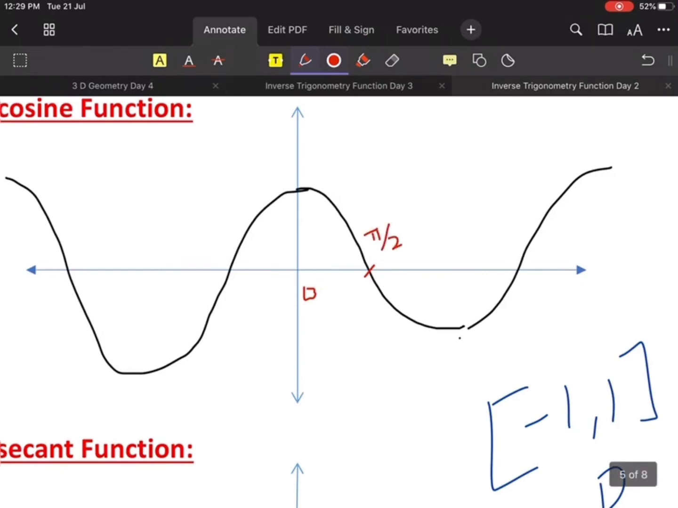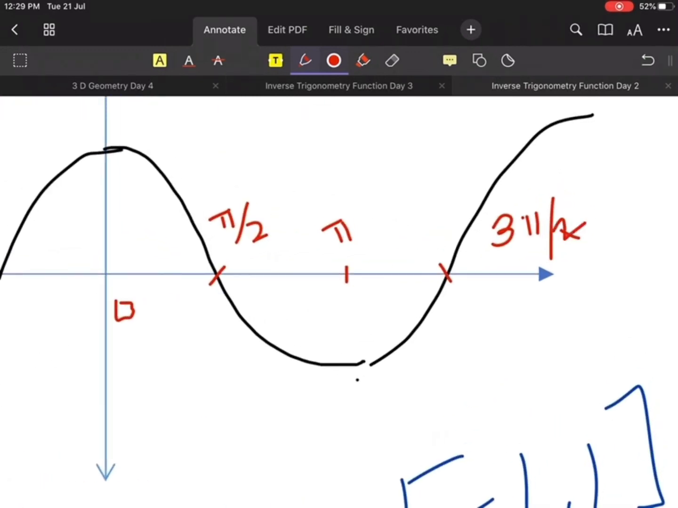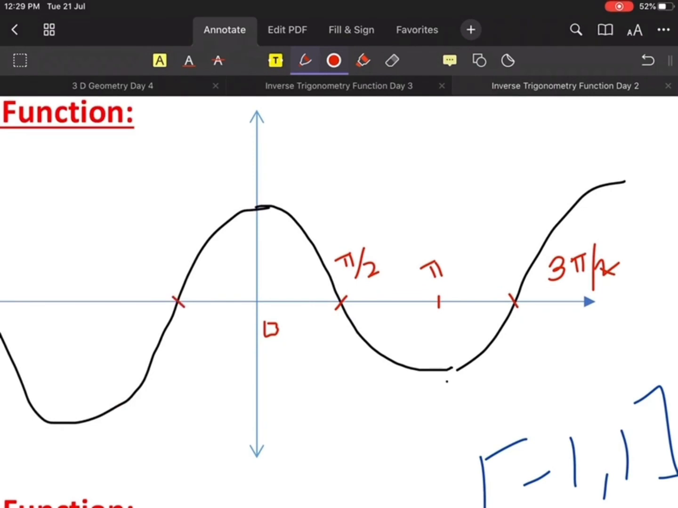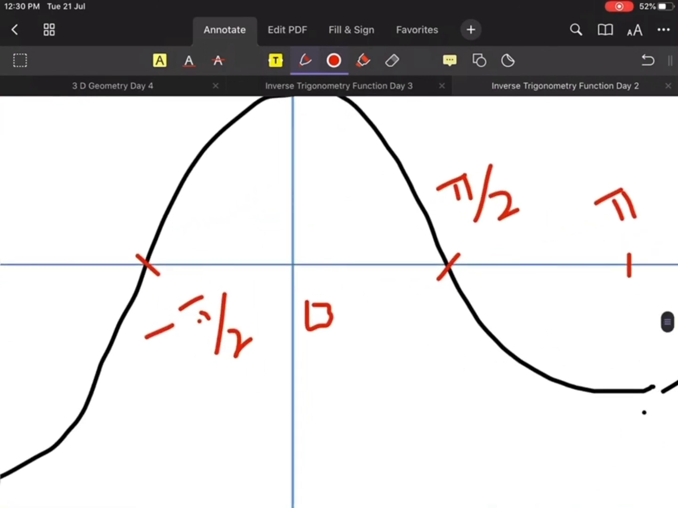So here we have pi by 2. Yeah, let's do the markings. And then we have this one as pi, and this one is your 3 pi by 2. You see at 3 pi by 2 and pi by 2, the cos function repeats its value, right? So it is not a 1 1 and onto function. So we have to make it so. And how do we make it? By cutting a portion of it.